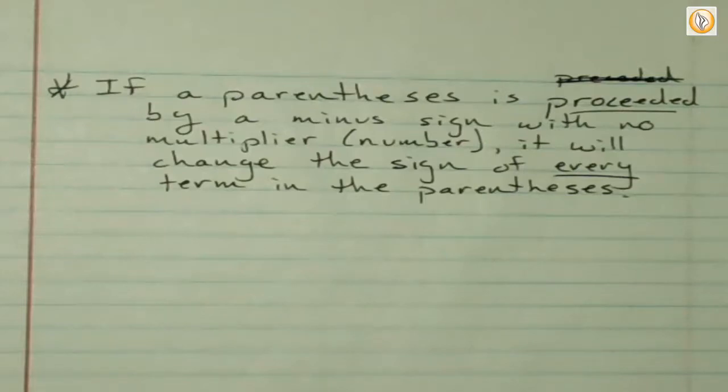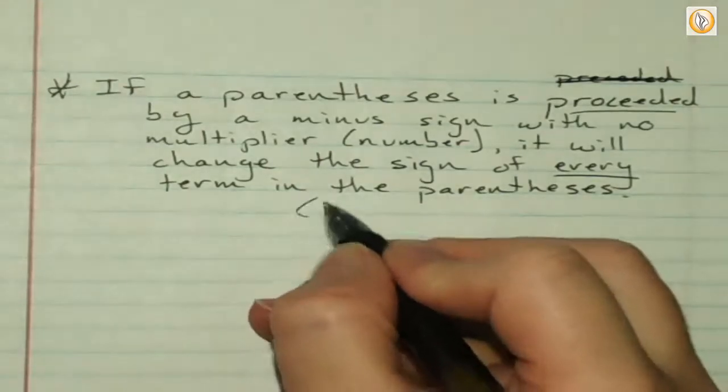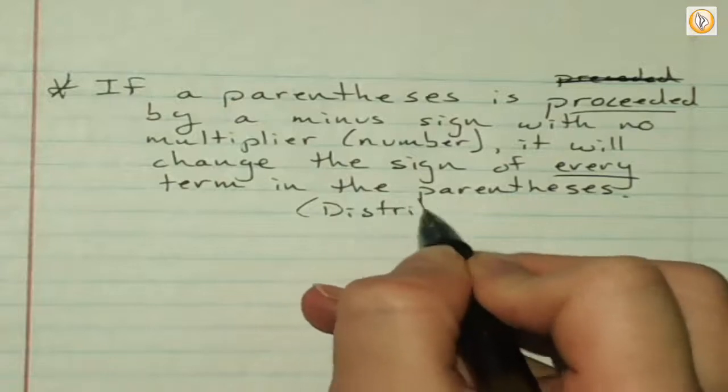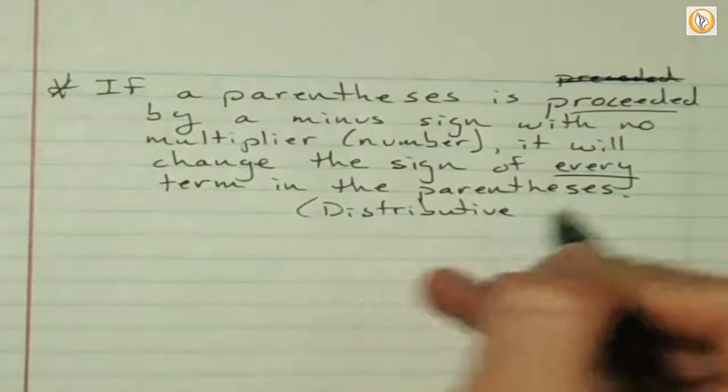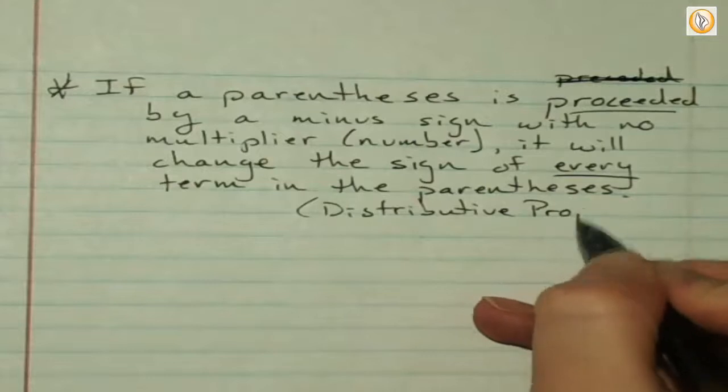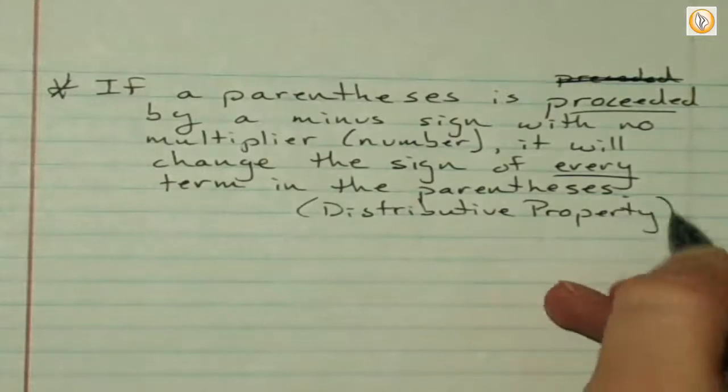Preceded by a minus sign with no multiplier, it will change the sign of every term in the parentheses. Basically, what we're doing here is a distributive property with the negative sign.